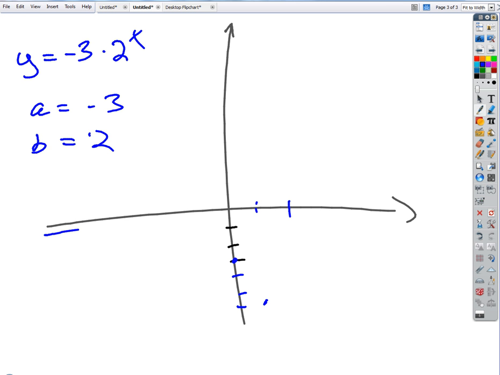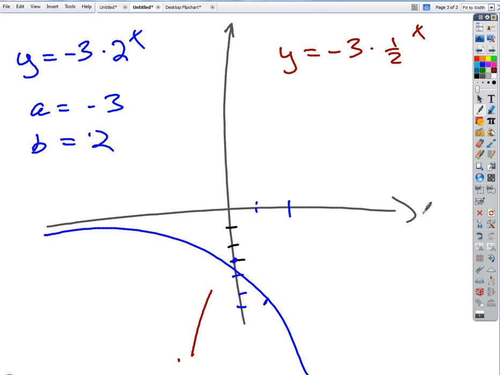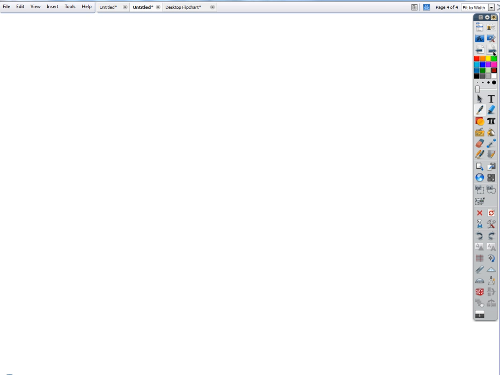If we wanted to graph, for example, y equals -3 times 1/2 to the x, that's gonna look like this. Okay. So, you said it could be in like 3 quadrants. How do we do that? It never reaches 0. You're right. Except, look what we can do here. We can do one other thing.